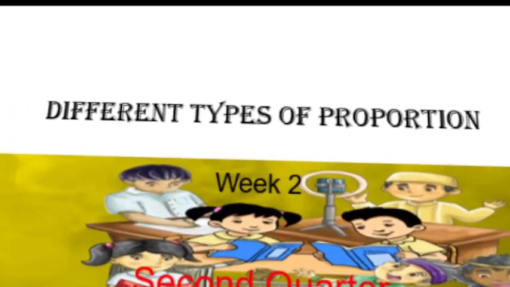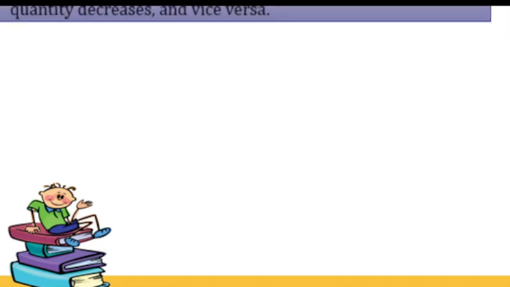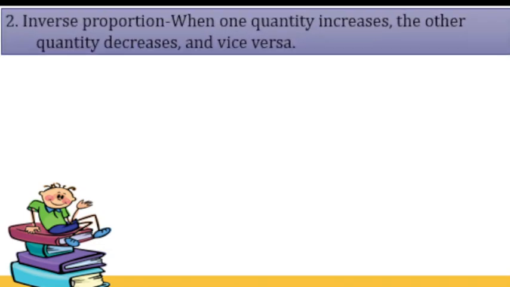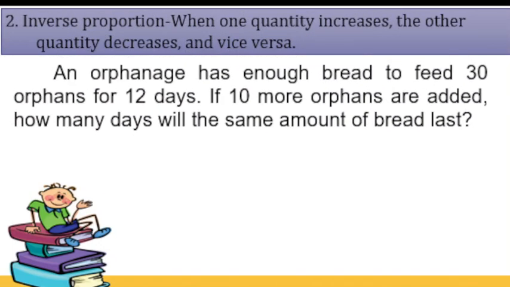Okay, so when we say inverse proportion, that is when one quantity increases, the other quantity decreases, and vice versa. So let me give you an example. An orphanage has enough bread to feed 30 orphans for 12 days. If 10 more orphans are added, how many days will the same amount of bread last? Okay, of course, we have to make a proportion.